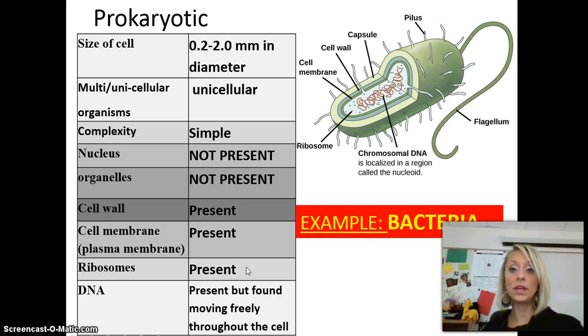Ribosomes are the only organelle-like items that are found in a prokaryotic cell, and DNA is present, as you can see here in the picture. This tan squiggly line is the genetic material, but it's not found in a nucleus. It's freely flowing throughout the organism. An example of a prokaryotic cell would be bacteria.